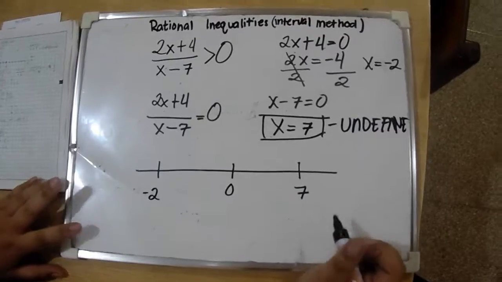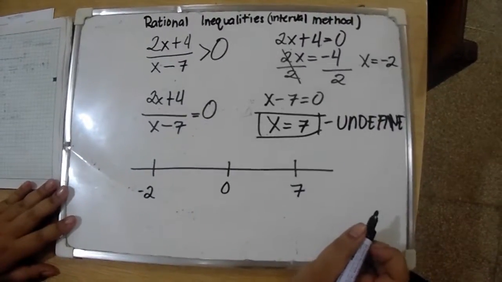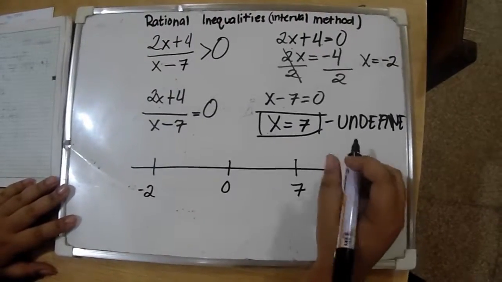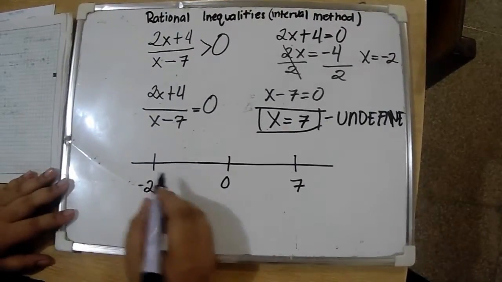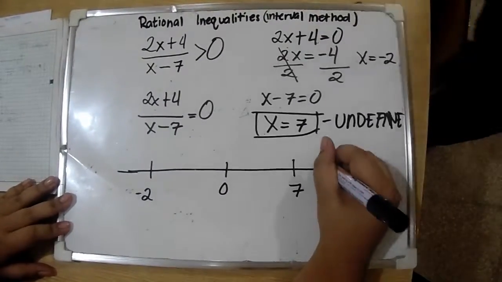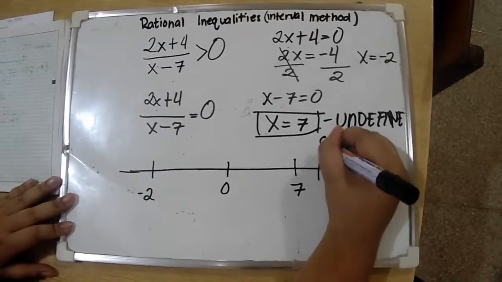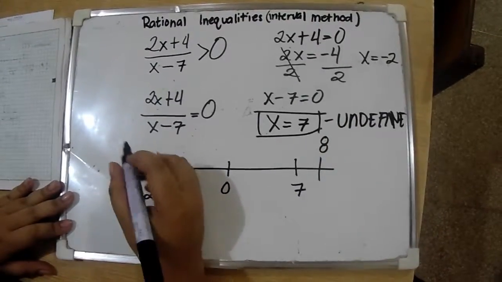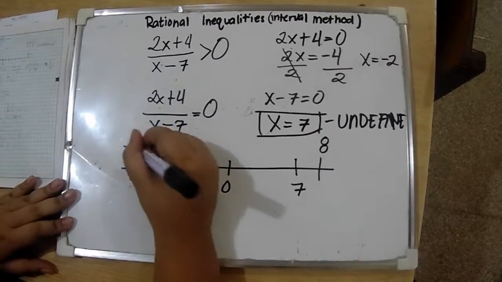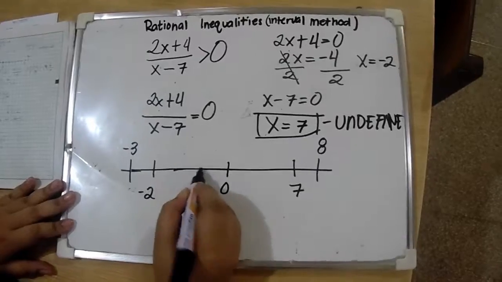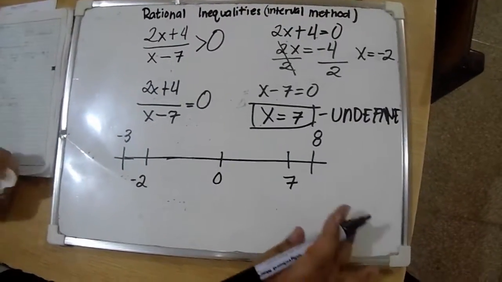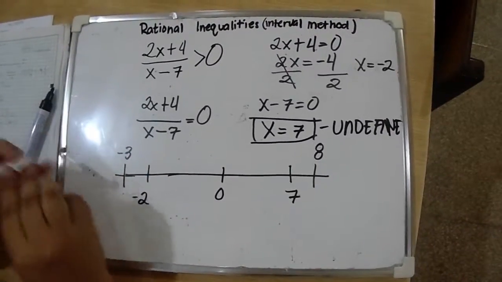When you are making a number line, choose a number on the right side, the positive side, and the left side, the negative side. On the right side, we're going to plot 8. On the negative side, we're going to use negative 3. Now we are going to substitute these values for x.